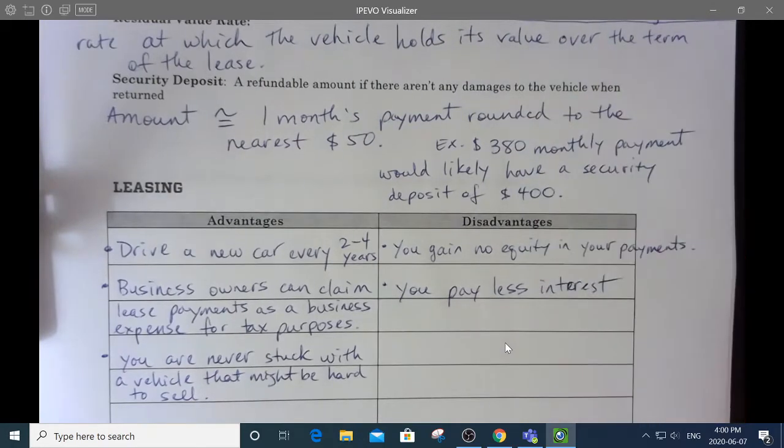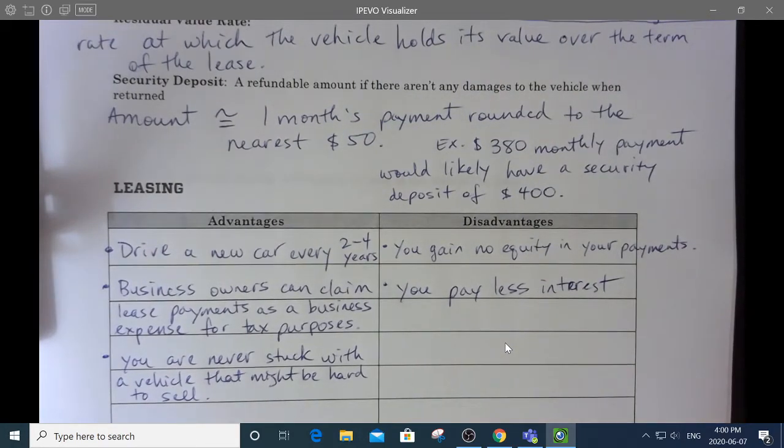Interest. Sorry, I almost misspelled interest. You pay less interest over the life of the vehicle if you buy to own rather than lease.